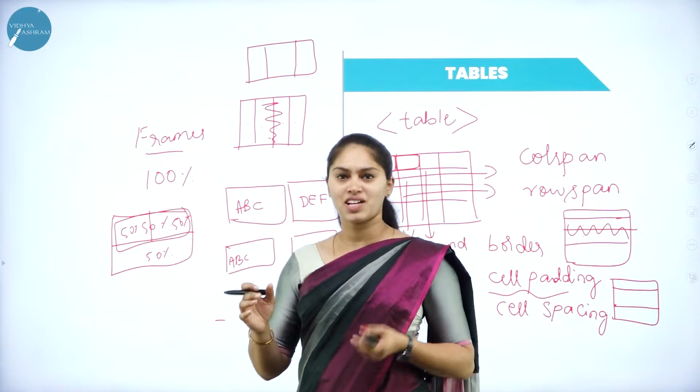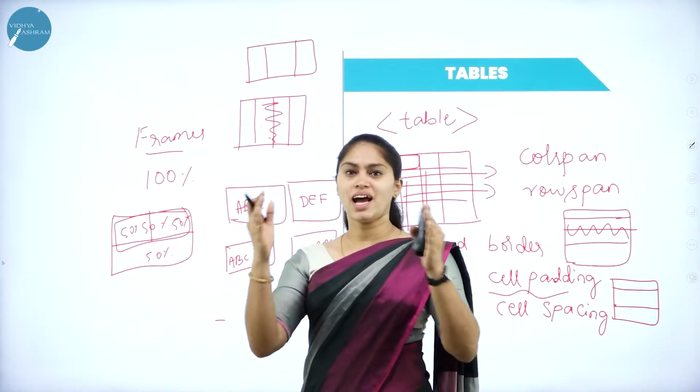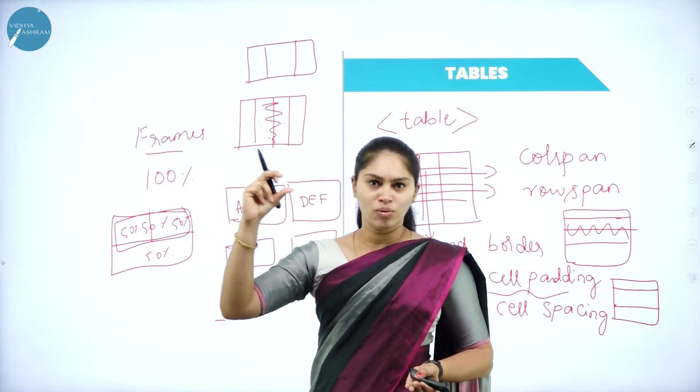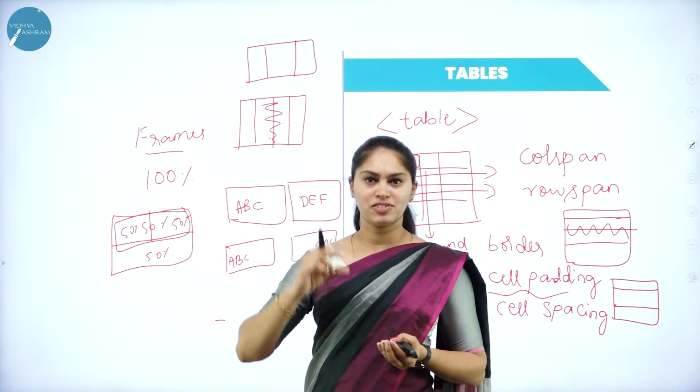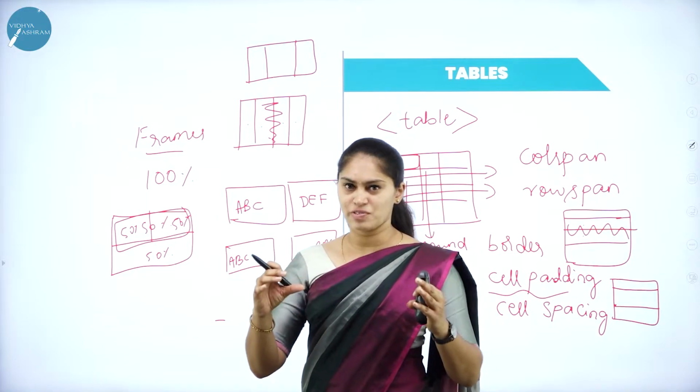So you have to imagine how my web page should look like. If it is 100%, then how can I segregate? For example, the home page will be for this much, and information will be for this much, and breaking news will be for this much.